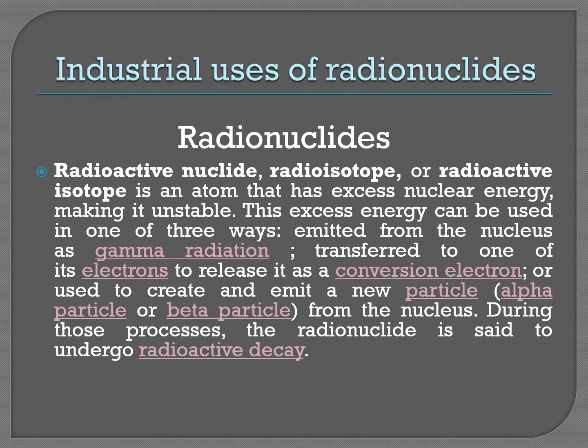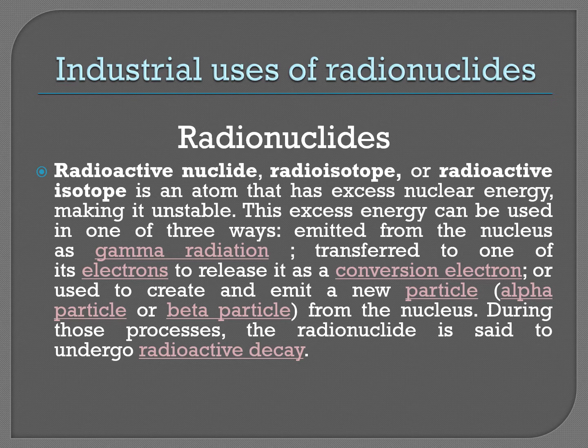Now we will move towards the main topic, which is the industrial uses of radionuclides. So basically we are studying the use of radionuclides in industry. Now we will discuss the main concepts of radionuclides. What are the radionuclides? The radionuclides or radioactive nuclides or radioisotopes or radioactive isotopes, they are all names of basically the same species, and it is considered as an atom that has excess nuclear energy, which makes it unstable.